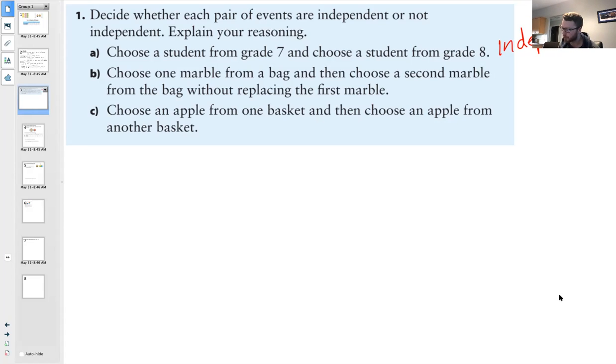If we choose one marble from a bag and then choose a second marble from the bag without replacing the first marble, this will be a dependent event. Okay, and lastly, choosing an apple from one basket and then choosing an apple from another basket, this will be an independent event, because we have two different baskets, okay? Excellent.